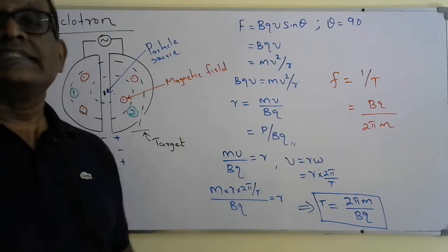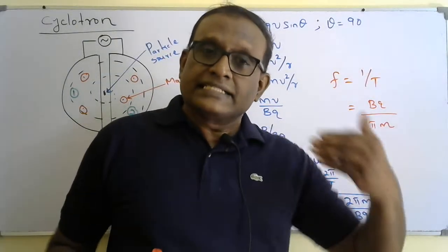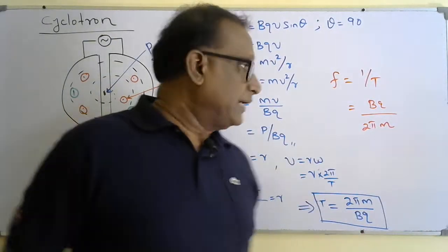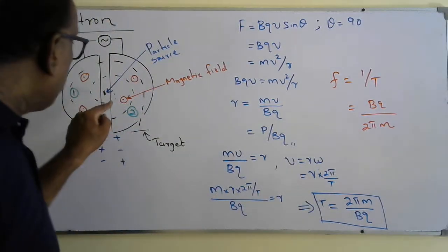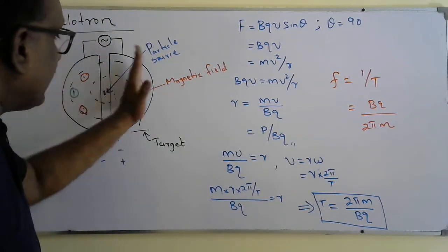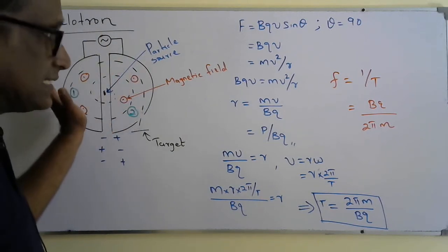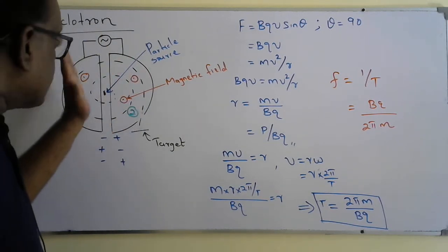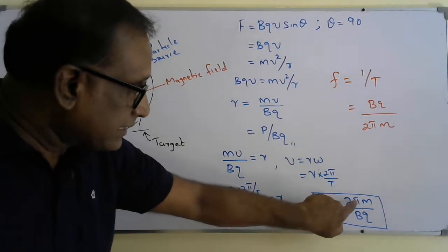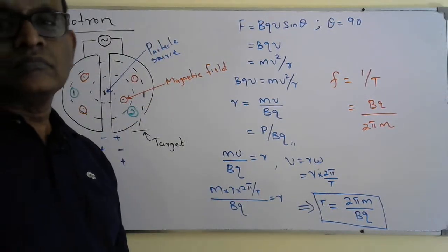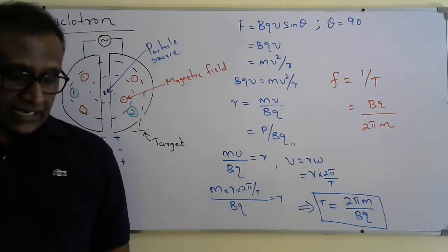Or they can ask, what's the time spent by a particle inside a D-shaped cylinder? Means this is the time to complete one full orbit, means it's spending the same amount of time inside both D-shaped cylinders. So the time spent by a particle inside one D-shaped cylinder is pi M over BQ. Okay, so these derivations they can ask.